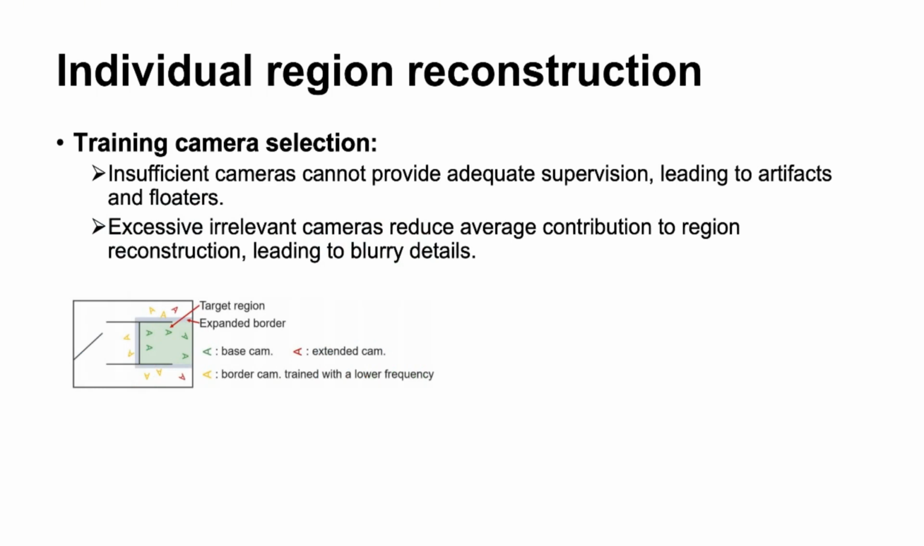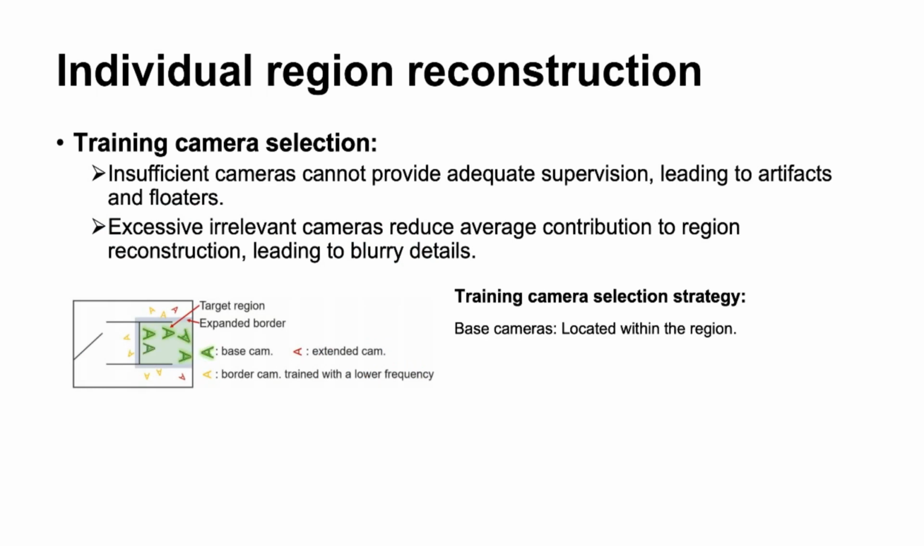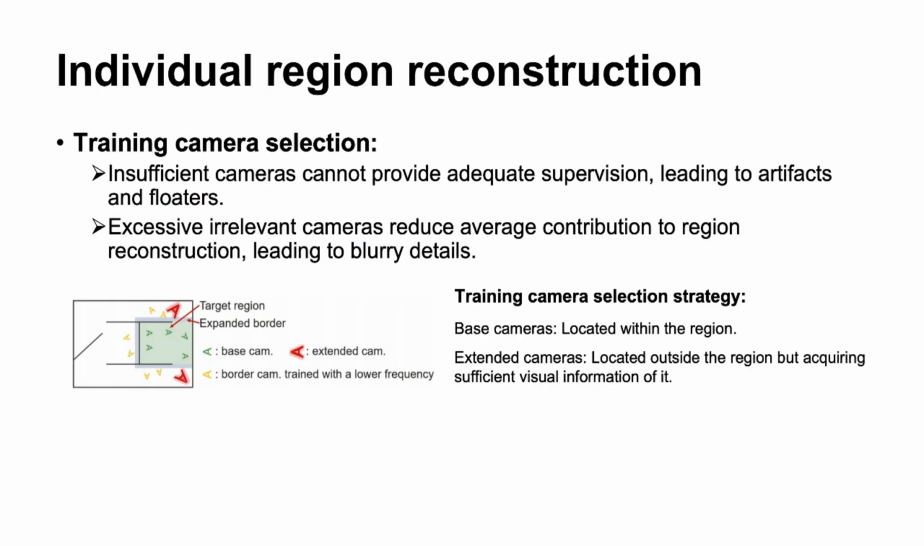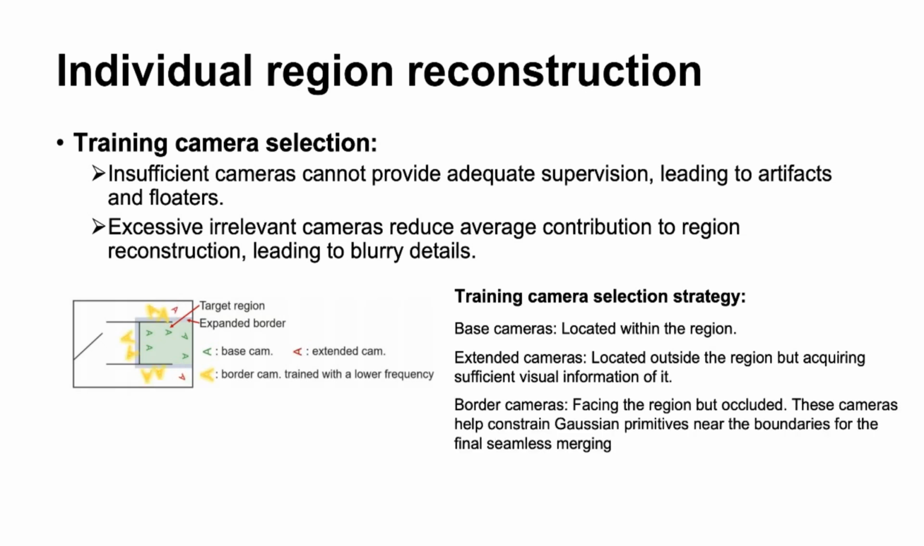For each region, we carefully select training cameras. Base cameras are located within the region. Extended cameras are outside the region but provide sufficient visual information. Border cameras face the region but are occluded. These cameras help constrain Gaussian primitives near the boundaries for the final seamless merging. Without the border set, these Gaussian primitives can become very large or elongated, resulting in floaters or artifacts.